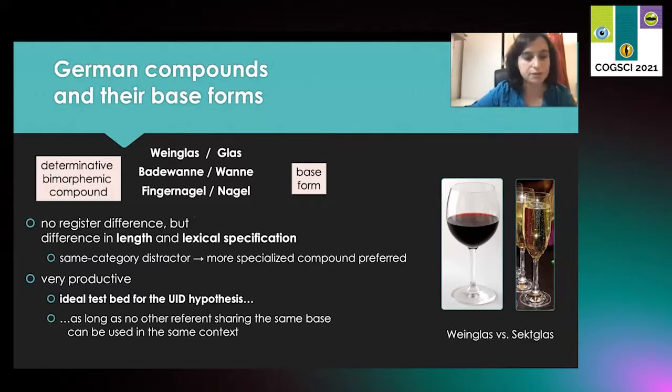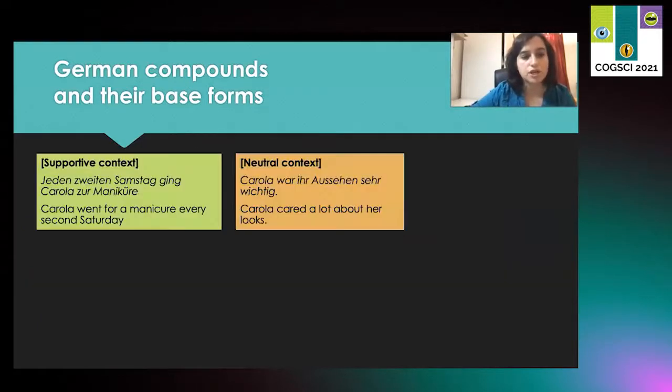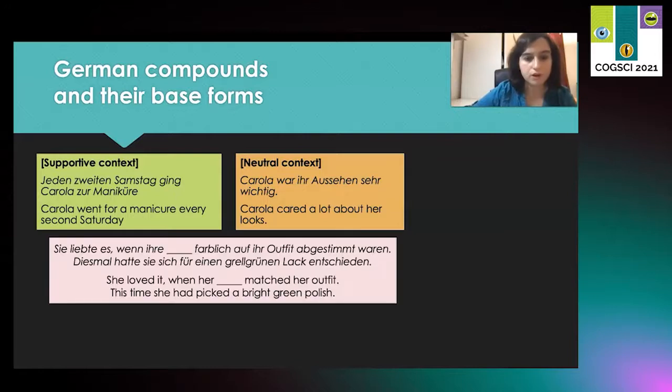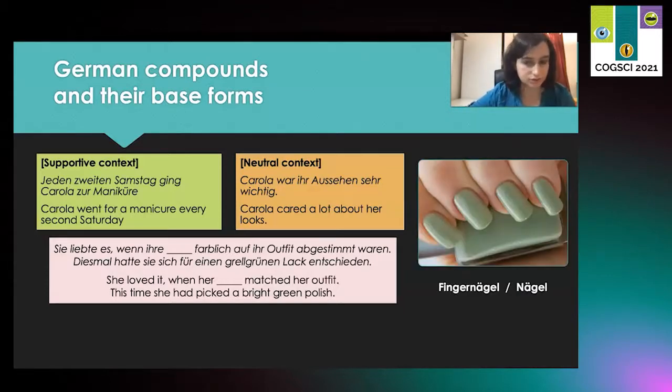We contrasted a supportive context and a neutral context, such as: "Carola went for a manicure every second Saturday," or "Carola cared a lot about her looks, and she loved it when her something matched her outfit. This time, she had picked a bright green polish." In this case, the target is Fingernägel or Nägel, so her nails, her fingernails.